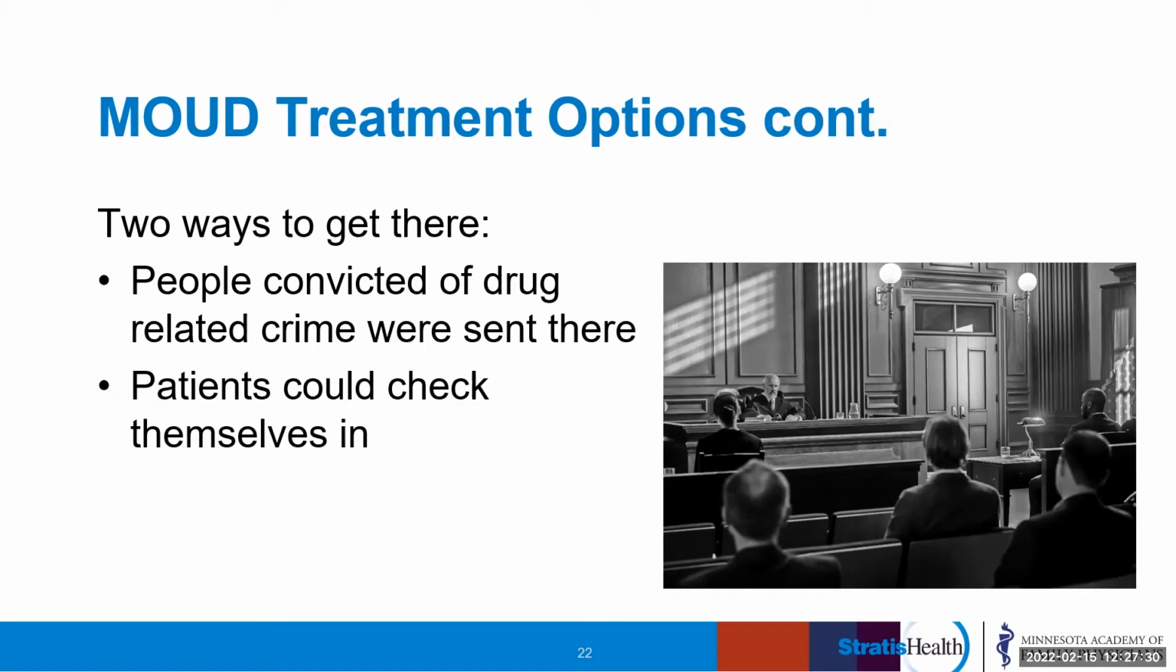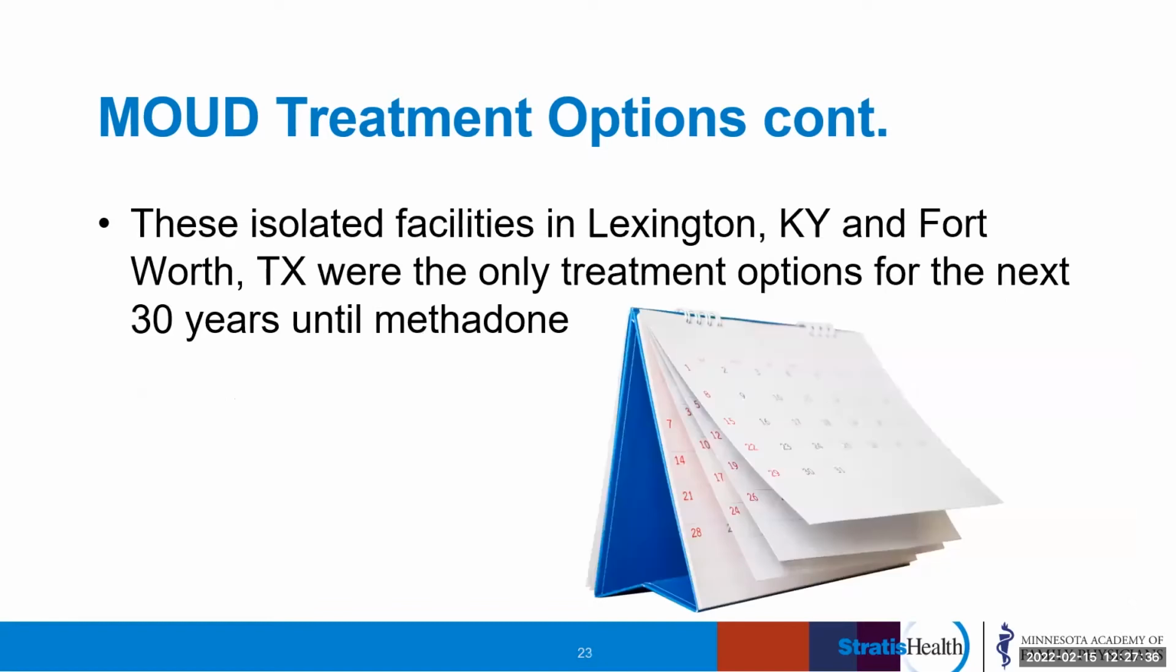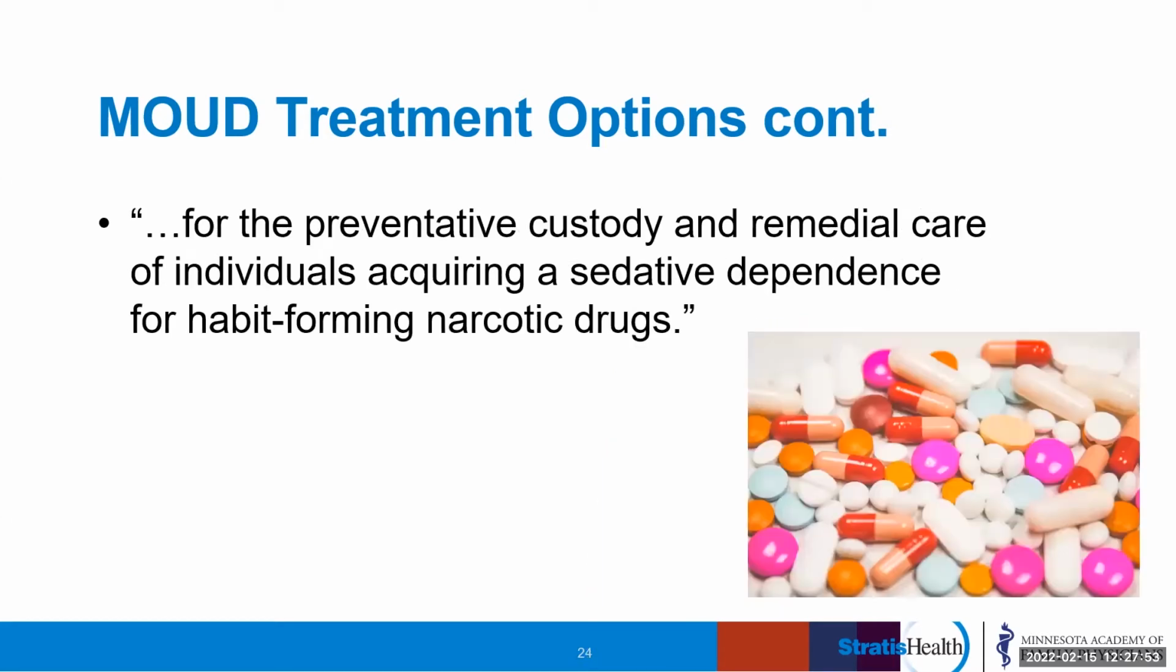But it was also a place, just like any treatment center, that you could just check yourself in. There were two different places: one in Lexington, Kentucky, and one in Fort Worth, Texas. They were the only treatment options during that time, really from 1929 until methadone became commonly used. There was really nothing else for you to do or any place for you to go.